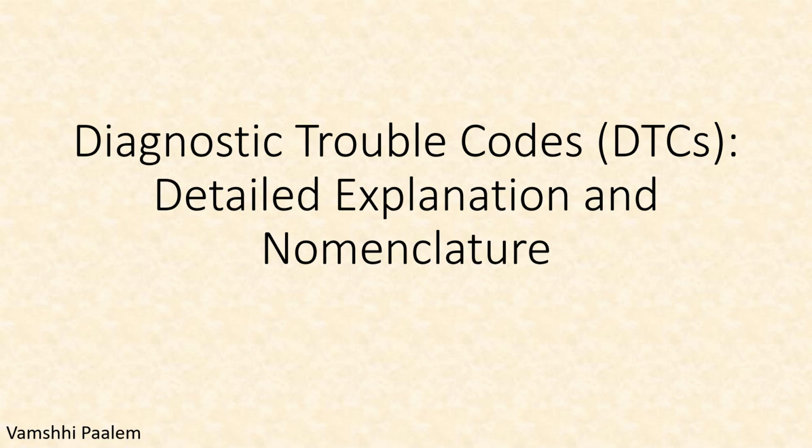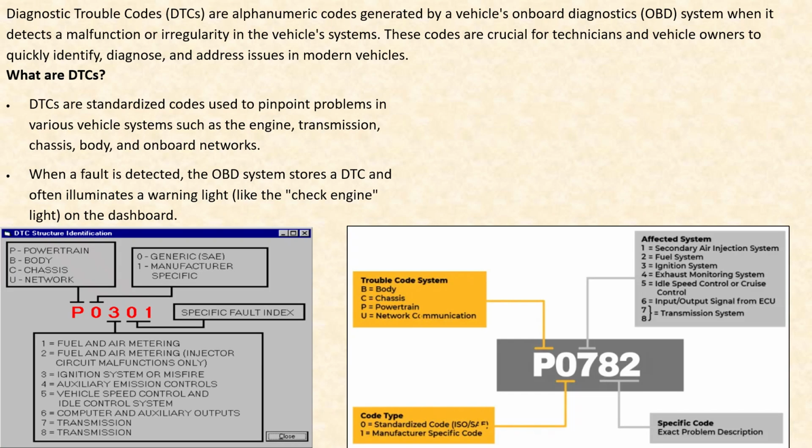So, what is this lesson? Diagnostic trouble codes, detailed explanation, and nomenclature. What is a diagnostic trouble code? Diagnostic trouble codes are alphanumeric codes generated by the vehicle's onboard diagnostic system when it detects a malfunction or irregularity in a vehicle system. Understand this very carefully. Every malfunction is specified by a name, and that name is called a code. Every code has its own nomenclature.